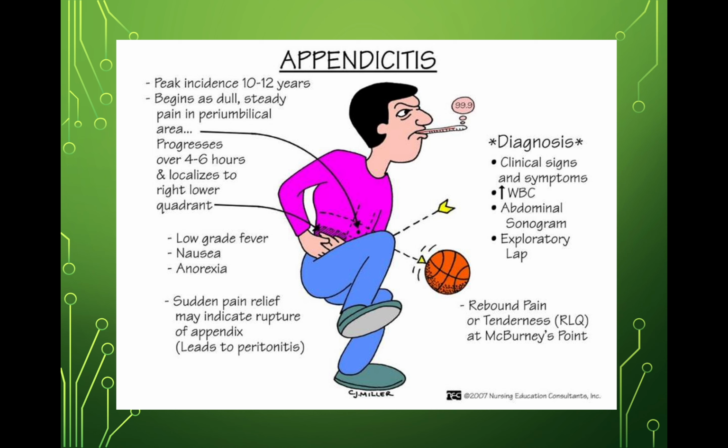So patients start to complain of pain in the mid-abdomen area, and it gets worse over the following few hours and begins to localize in the right lower quadrant. That's where the appendix is. If we were to palpate that region, a patient might have rebound pain in that location. For some reason, that location is called McBurney's point.